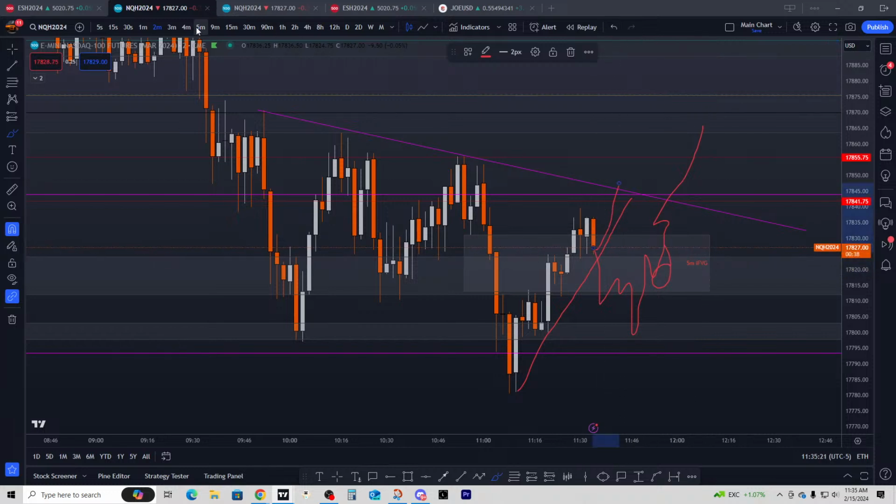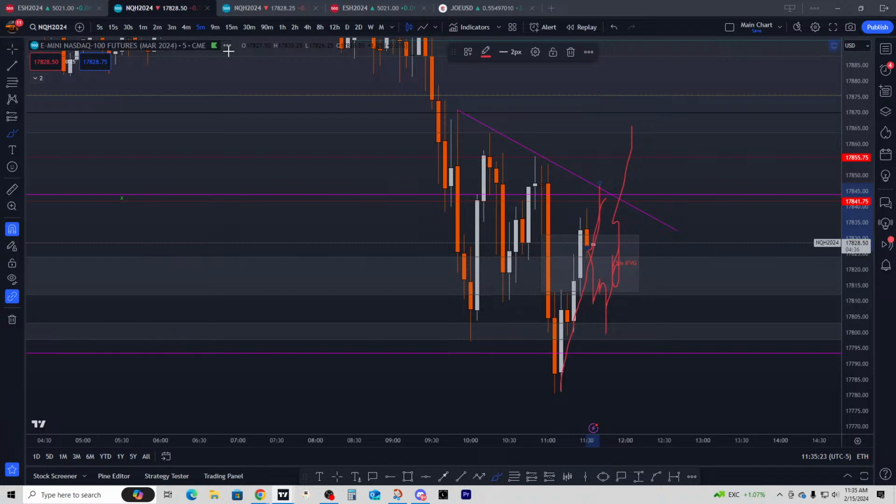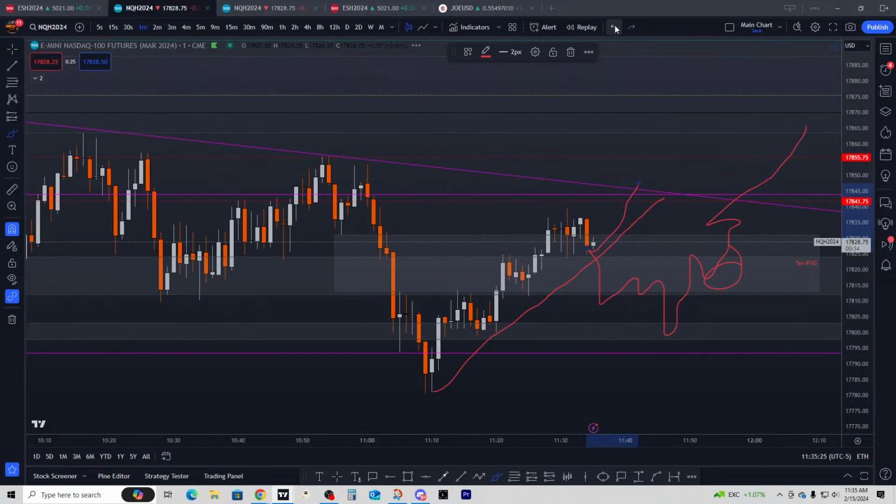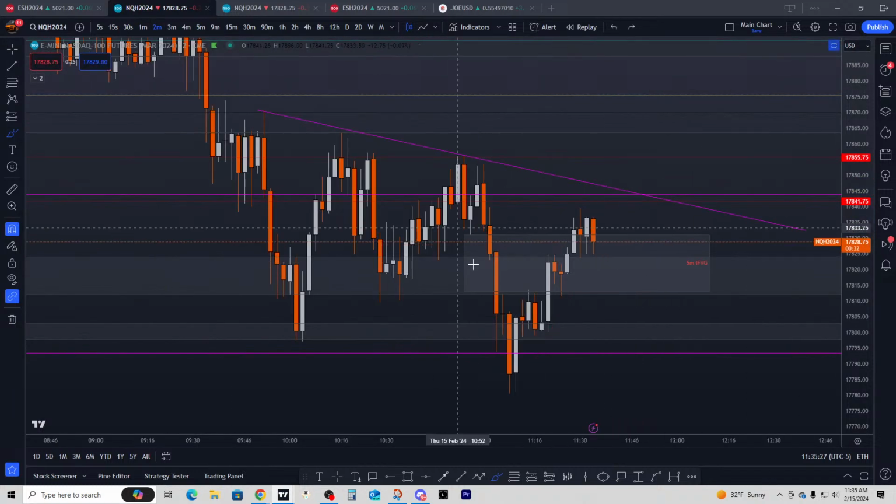Longing here from a 5 minute time frame, I don't like that. But if you're a 5 minute trader and it's according to your plan, you have enough data to back it up, then that looks like a good one.